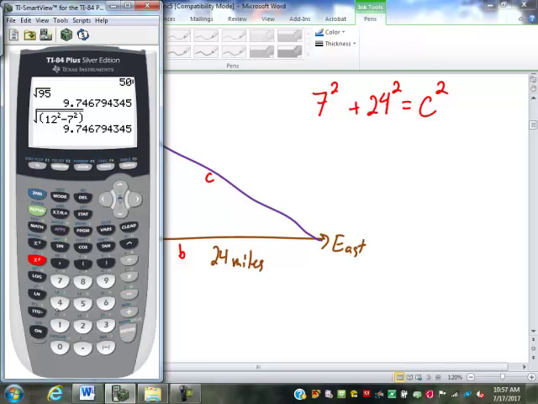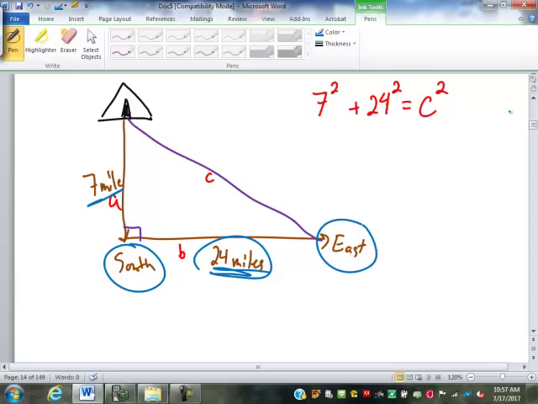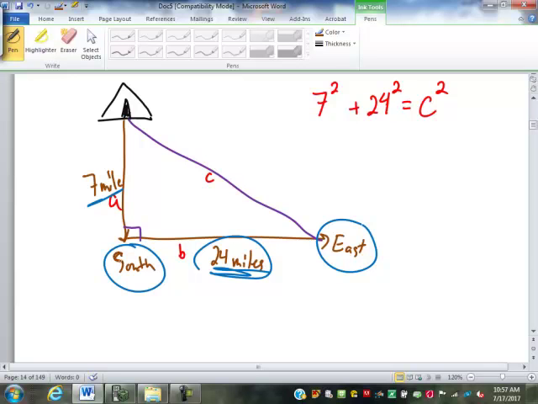What happened to the 5 miles? It was 7. 7 miles due south, 24 miles due east. Oh, that's south. I thought it was a 5. Sorry, that's an S, it looks like 5 miles. Okay, I'll try to make it look more like an S.